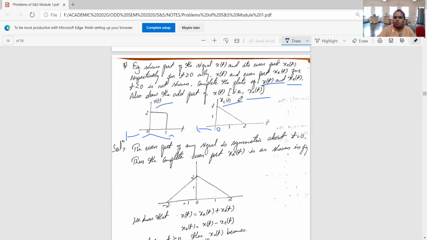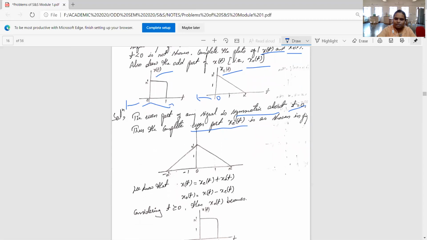First, we will go through the characteristic of an even signal. What is the characteristic? We told while going through the theory part, the even part of a signal is symmetric about the y-axis, right? Based on that condition, I can complete my even part of the signal. Here it is written, the even part of any signal is symmetric about t equals 0, that is, symmetric about the y-axis. Thus, the complete even part x e of t is shown in the figure.